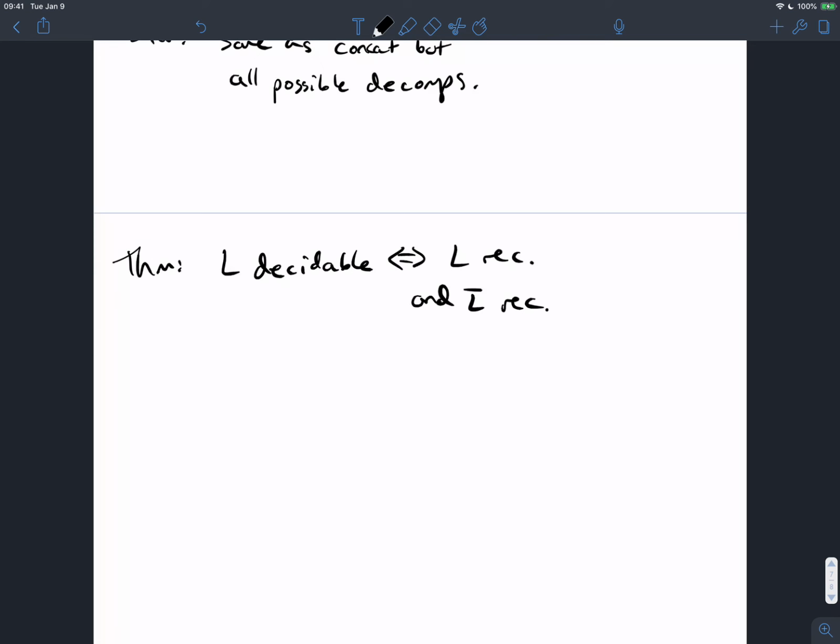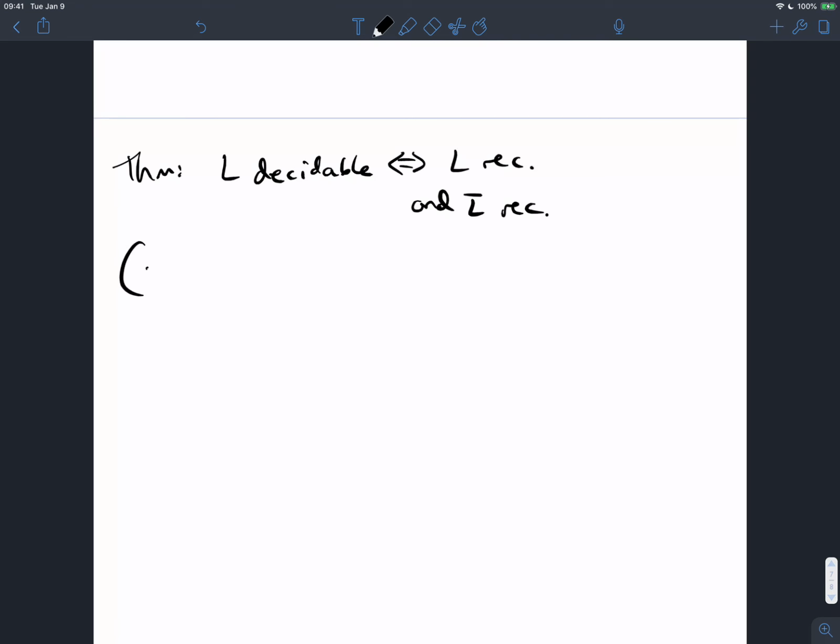Well, let's see. So what does this tell us? It tells us that if we can decide a language, then we can recognize the language and recognize the complement of that language. It also tells us that if we can recognize the language and recognize its complement, then we can actually decide the language. So there's both directions we need to prove. So let's do the easy direction first, which is if I have a decider for L, then I must have a recognizer for L and a recognizer for L bar.